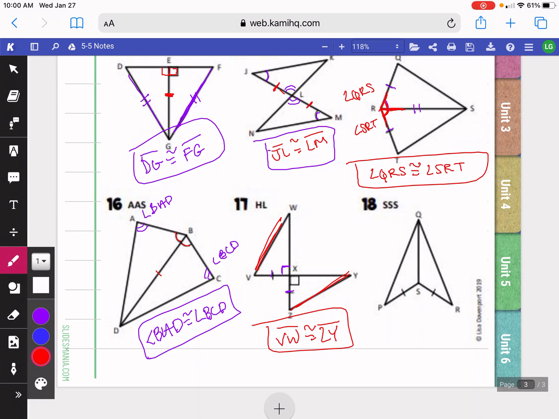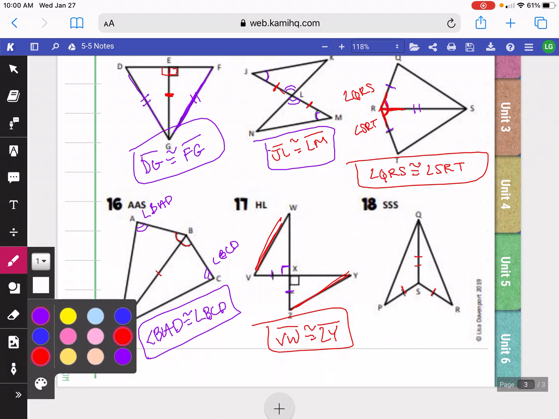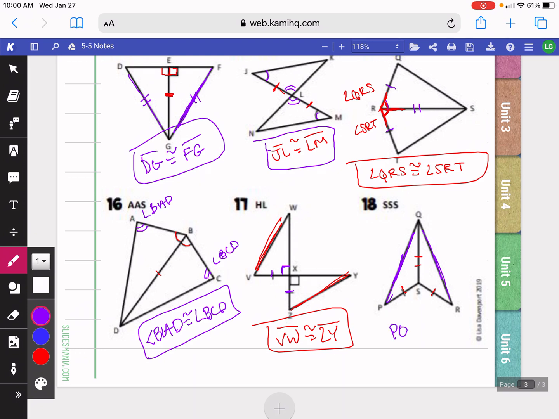Now we look at our last image. They want side, side, side. We know these sides are congruent. These sides are the same, so they're congruent. So we would just need to prove that the third sides are congruent. So side PQ would have to be congruent to side QR.